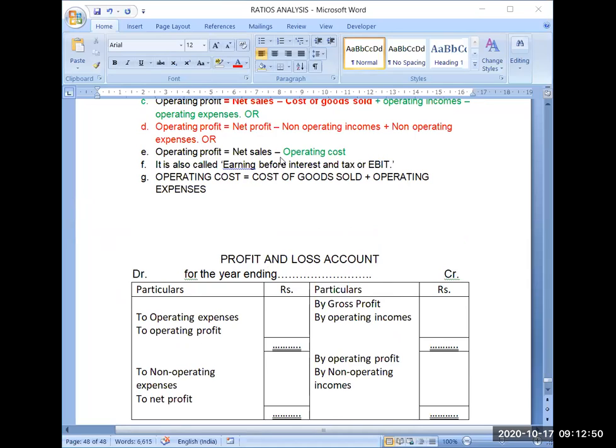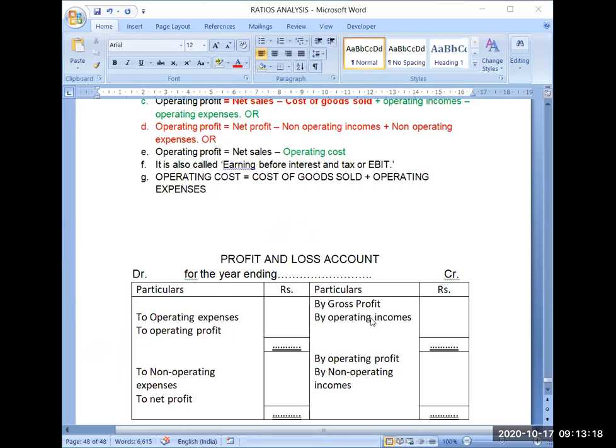Now it is saying net sales minus operating cost. So net sales minus operating cost. Again, what is operating cost? Cost of revenue from operation plus operating expenses. So if I deduct from net sales the cost of revenue from operation, I will get gross profit. From gross profit, again I am deducting operating expenses. So then again I will be getting operating profit. So these are the various formulas, but these are all the same.